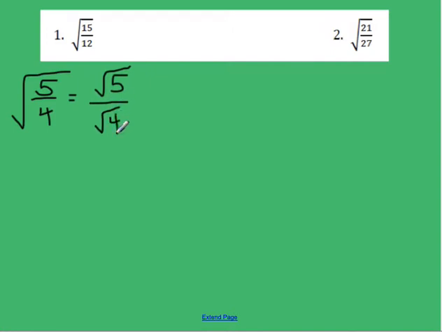So then what I can notice is that I can take the square root of 4. That's one of my perfect squares. So I end up getting the square root of 5 divided by 2. So that worked out nicely for me because I can't have a radical in the denominator. So that's my final answer, and my radical doesn't have a fraction underneath. So that is fully simplified. Same thing is going to hold for number 2.